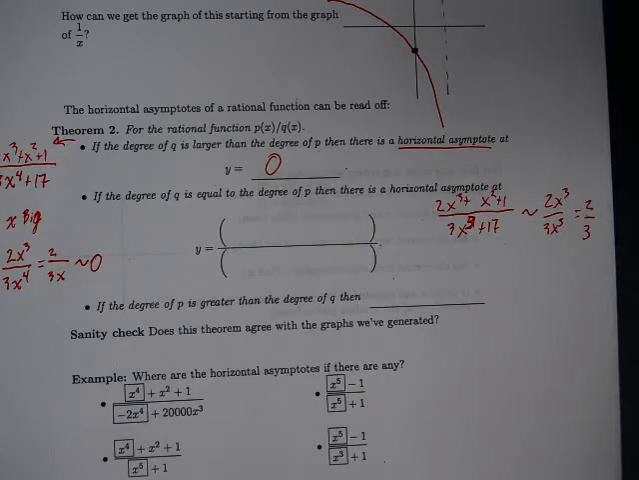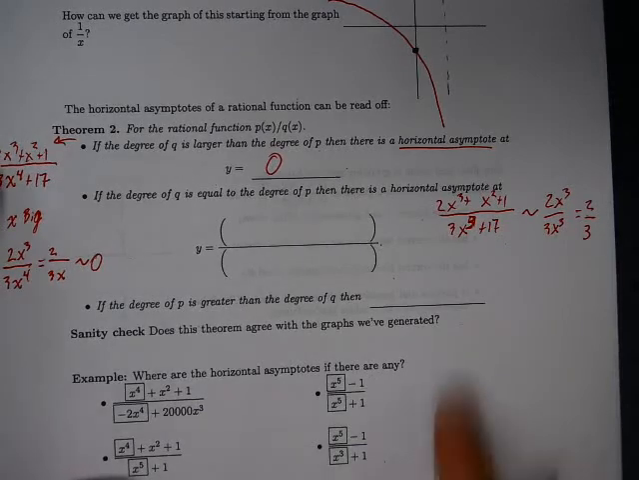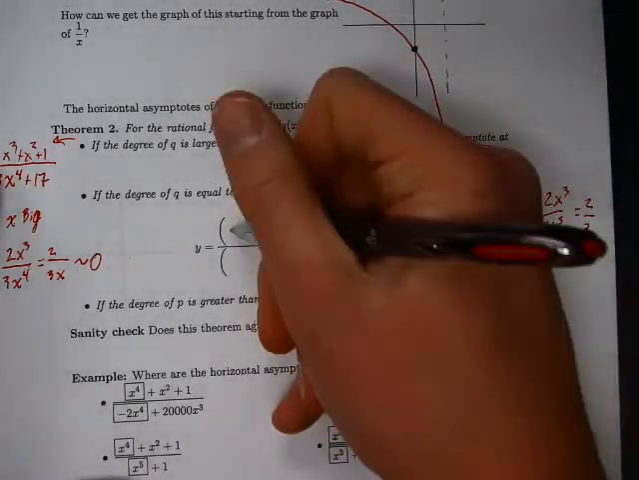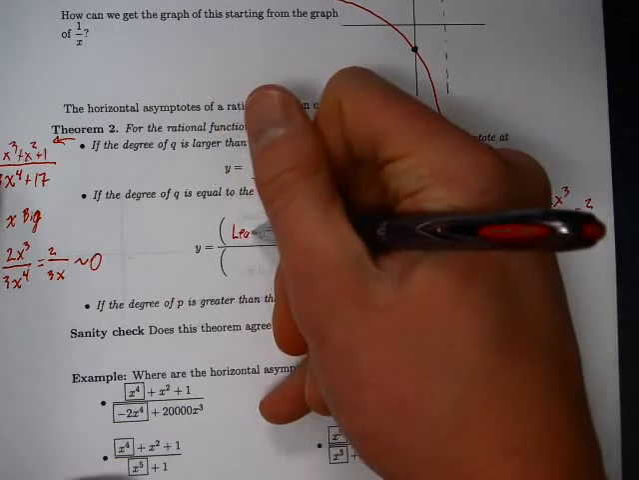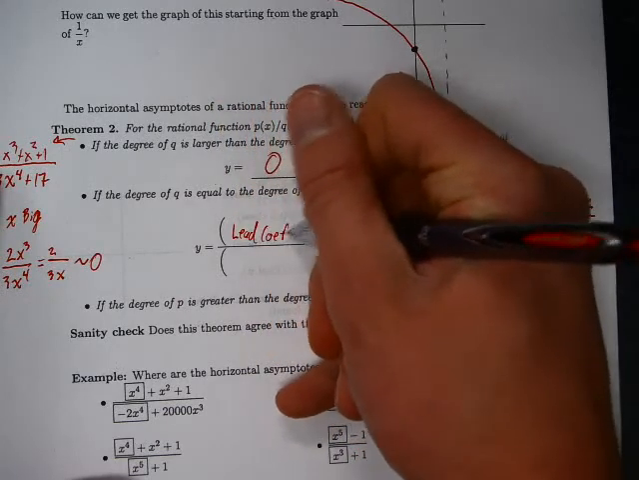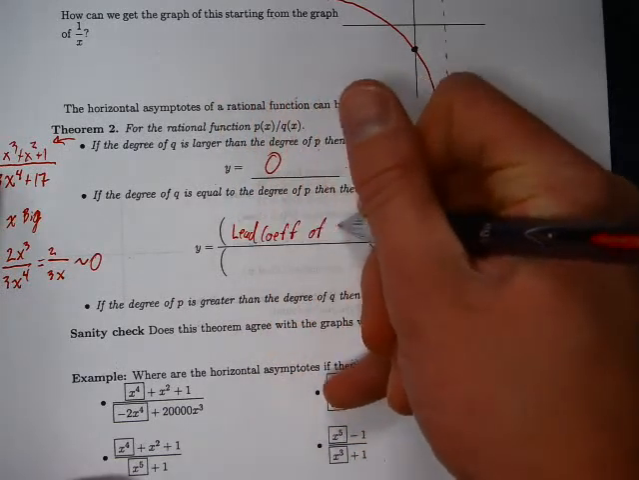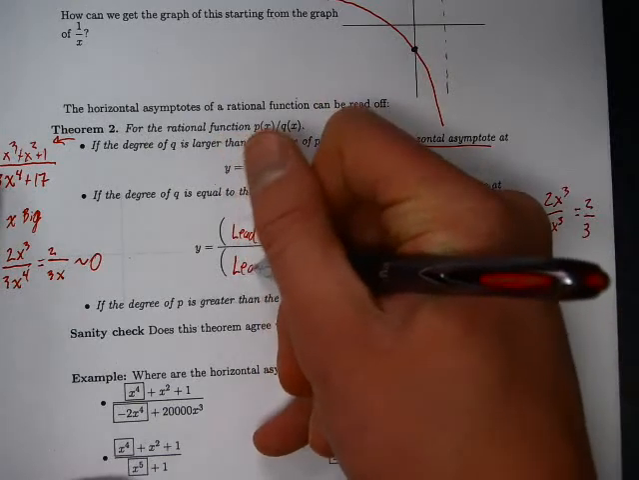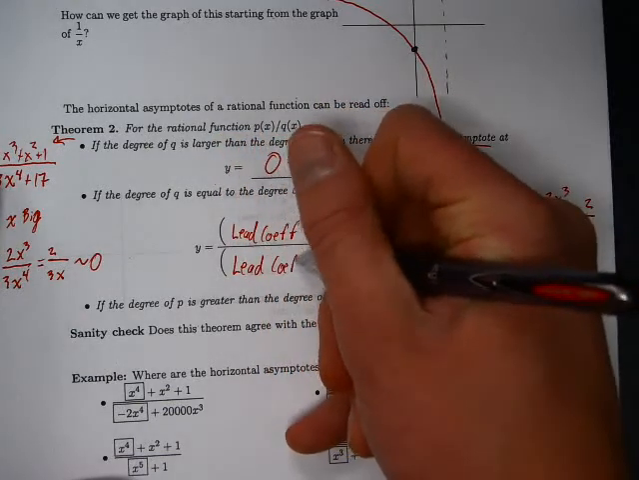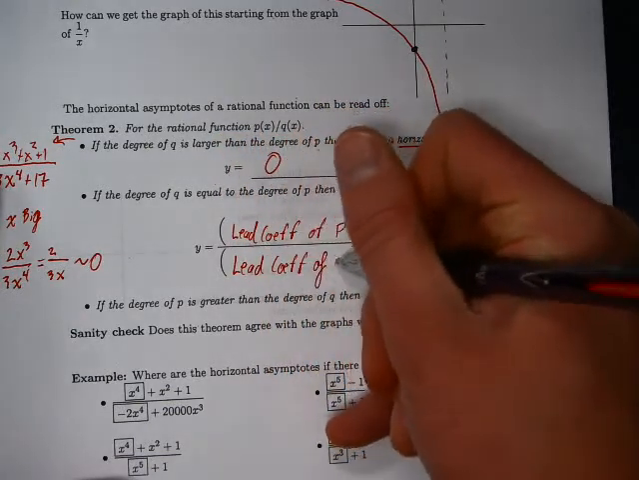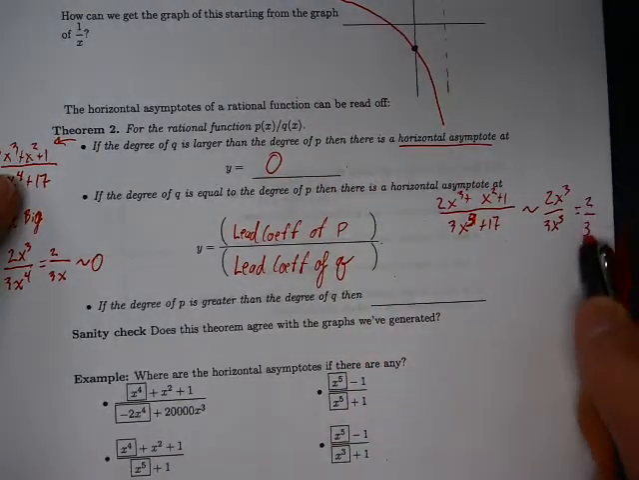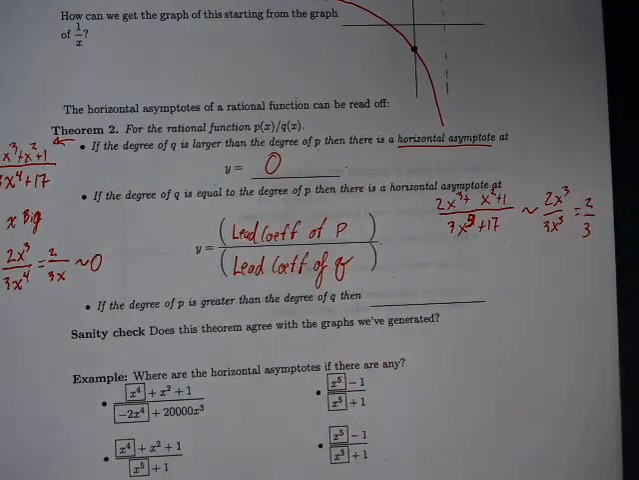And in general, that's true. If you have a rational function where the numerator and denominator have the same degree, then there will be a horizontal asymptote at the leading coefficient of p, the numerator, divided by the leading coefficient of q. That's where the 2 and the 3 came from. That makes sense?